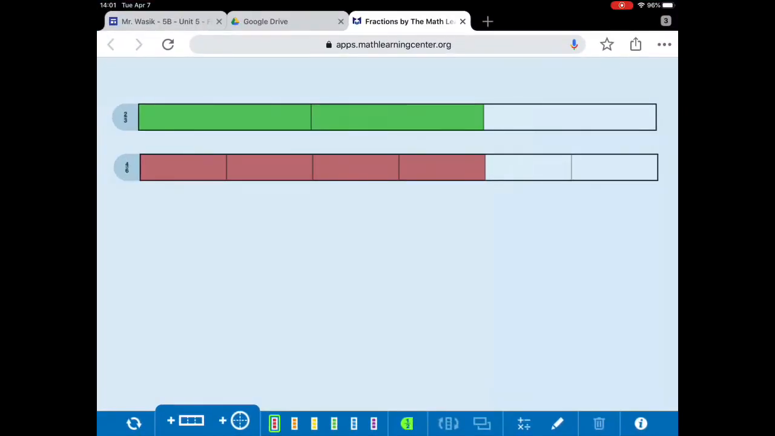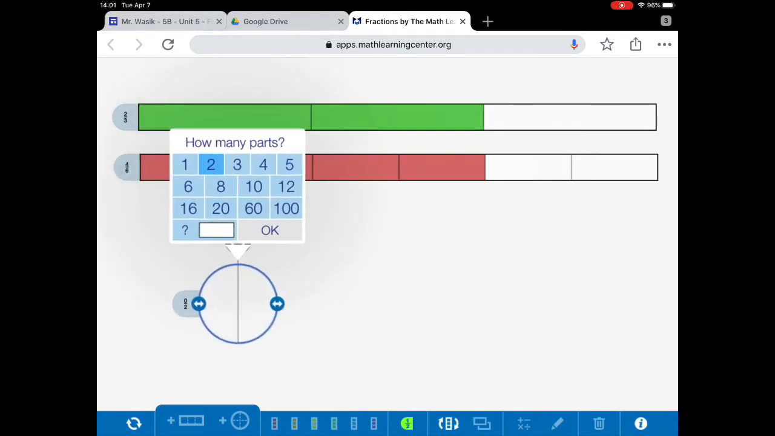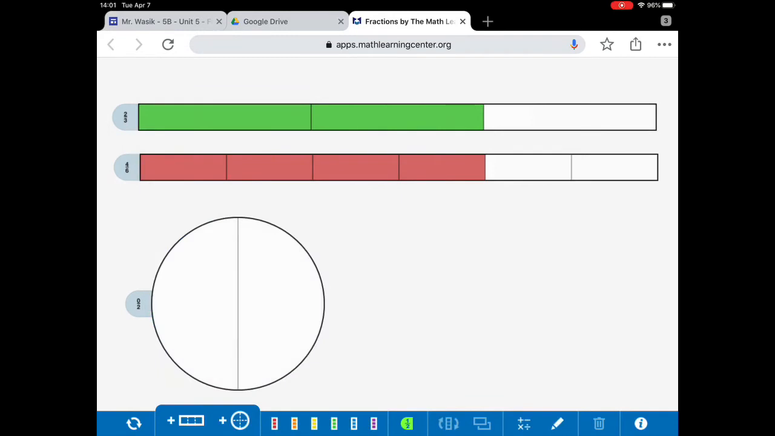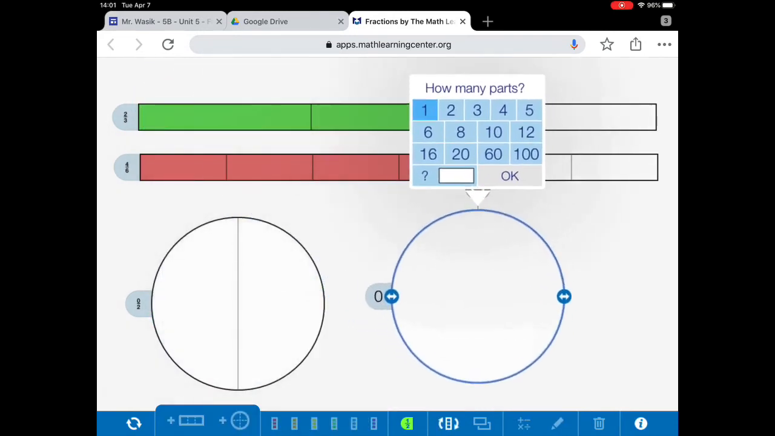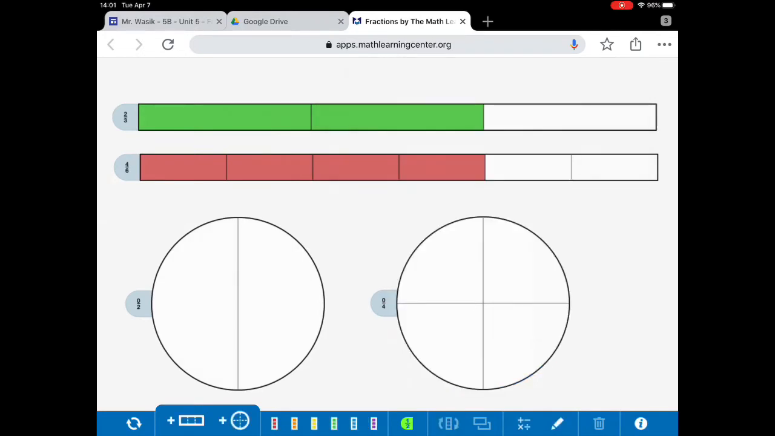So we can show that here. Let's say we have a circle cake. So here originally we had 1 out of 2. Here we had 2 out of 4. You can see that the same amount of both circles are shaded.